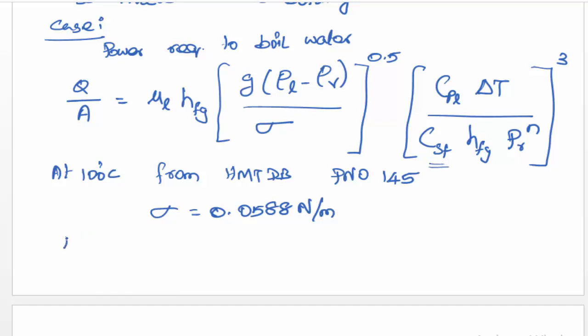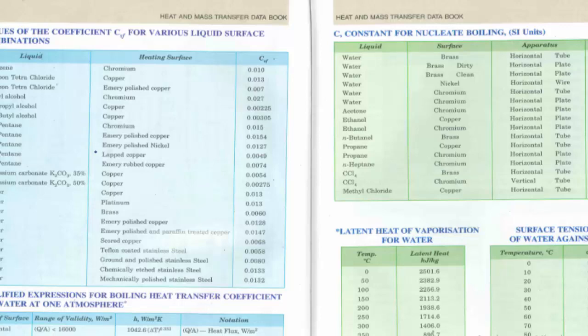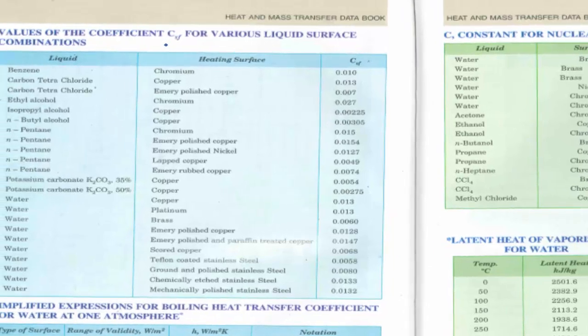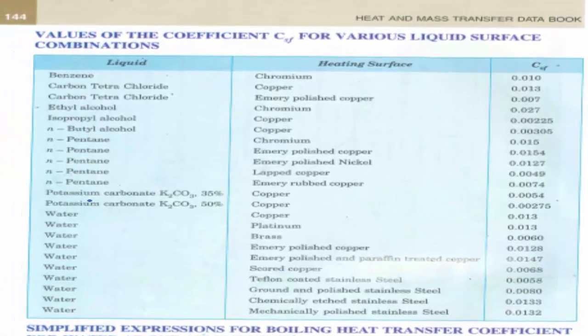Similarly, in this formula, another value you have to take from the data book, that is CSF. So from page number 144, go to the data book, page number 144. In page number 144, the CSF values are given here. So for CSF value, in the problem it is given that the copper pan and the liquid is water. So water copper combination, the value is 0.013.